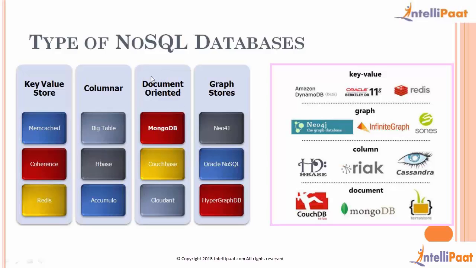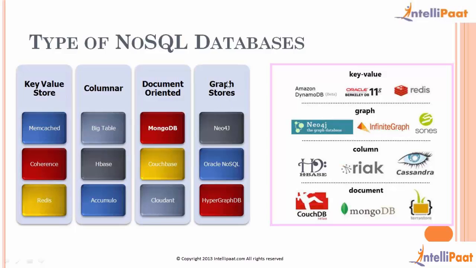Third category is document-oriented databases, where MongoDB falls under. So you can see here MongoDB, Couchbase, Cloudant is there. Some more examples are also there, like CouchDB, then TerraStore is there, lots more. Last one is graph store, where you will have Neo4j, Oracle NoSQL, HyperGraphDB, InfiniteGraph, and so on. So various examples are there. So these are four high-level categories.